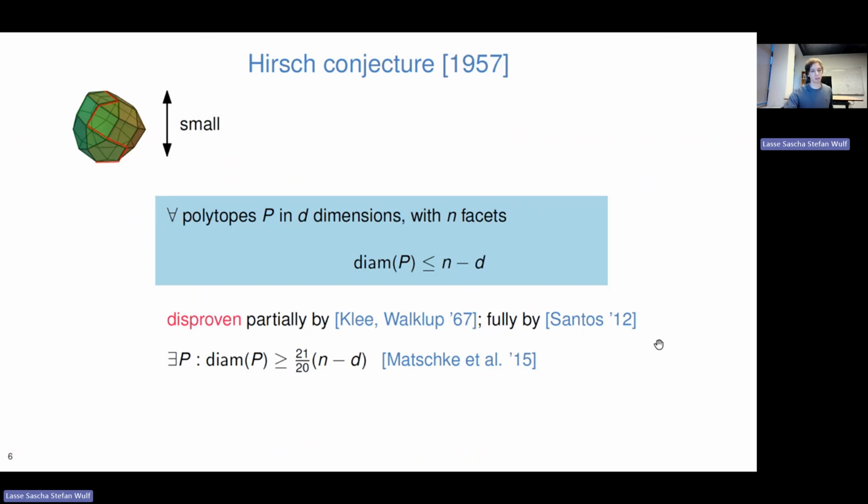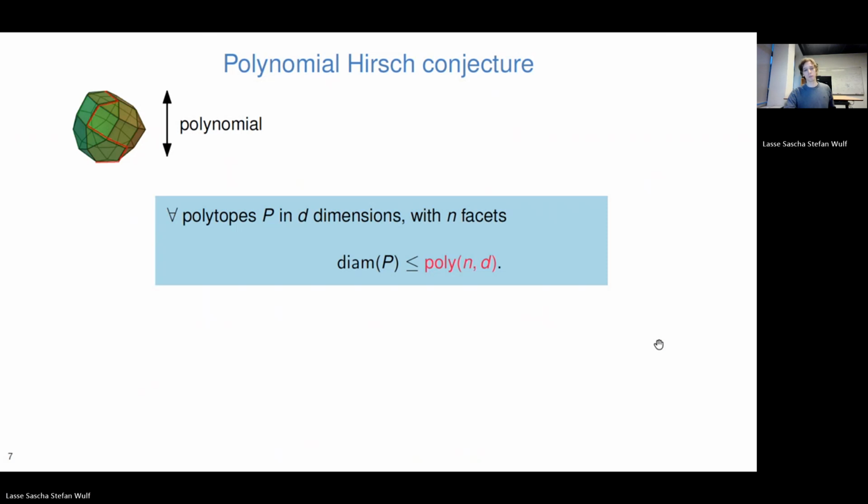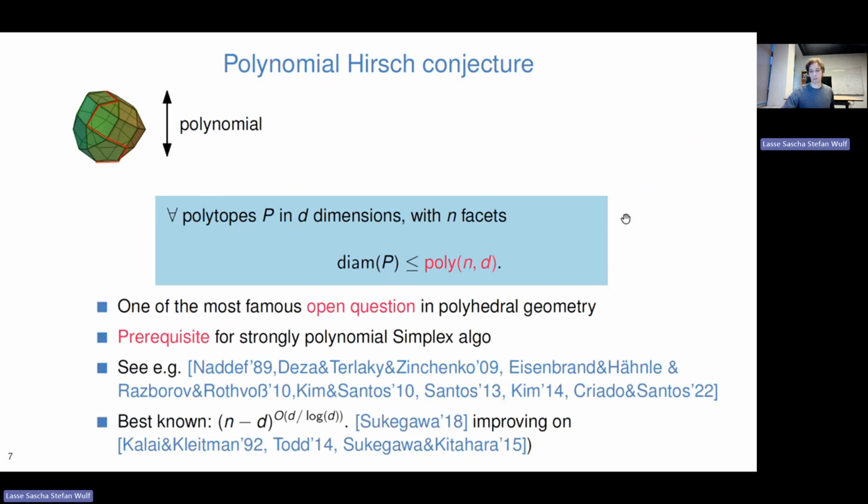So it's only very slightly larger than Hirsch conjecture. And this made people conjecture maybe a more relaxed version of the Hirsch conjecture, which is, maybe if we replace this n minus d with any polynomial in n and d, then maybe it holds, right? So the conjecture is that for all polytopes P in d dimension with n facets, the diameter of the polytope is at most some polynomial in n and d. And this is one of the most famous open questions in polyhedral geometry.